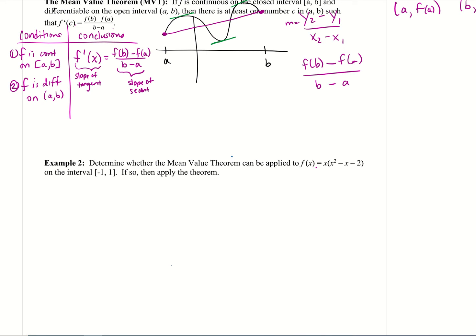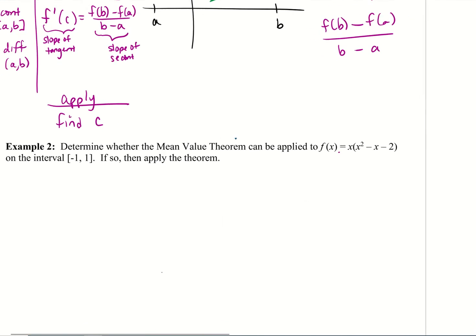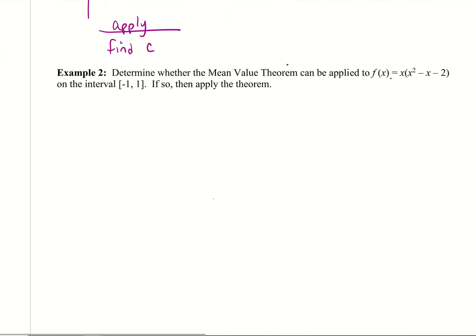Okay, if I'm trying to apply this, when I apply it, I will find C. Maybe I can call this C. I'll find out where actually this is happening, where the slope of the tangent line is equal to the slope of the secant line. Here's an example of this.